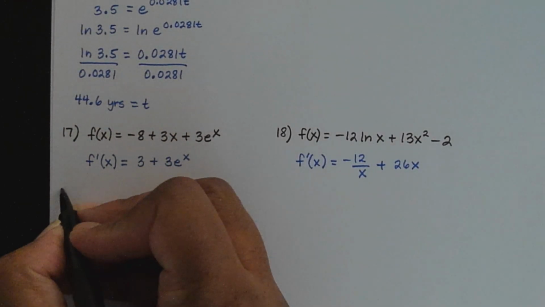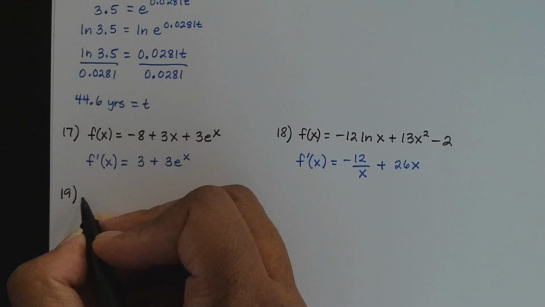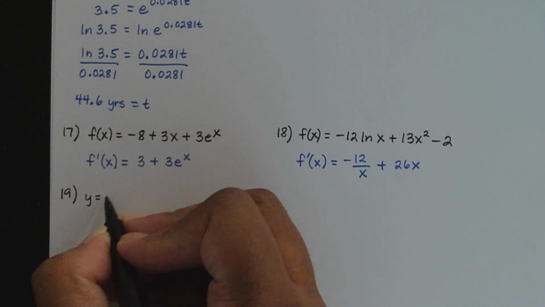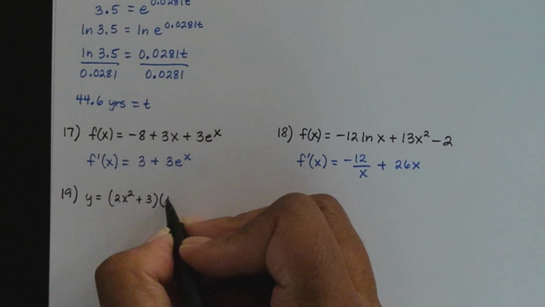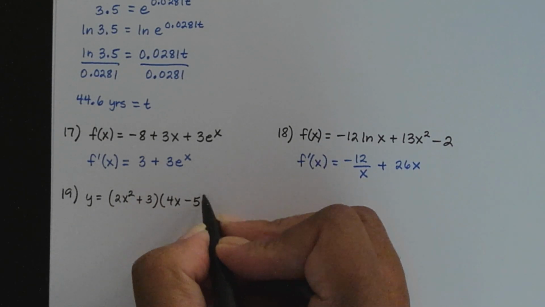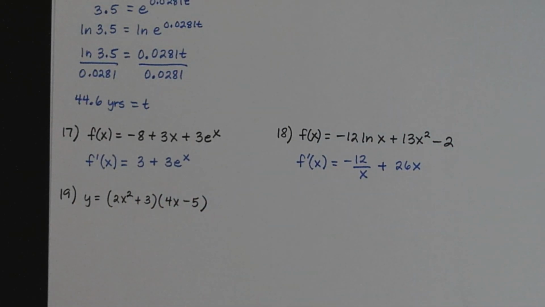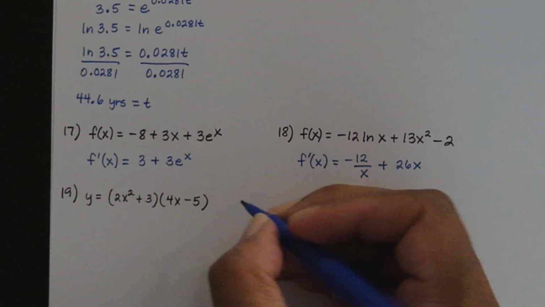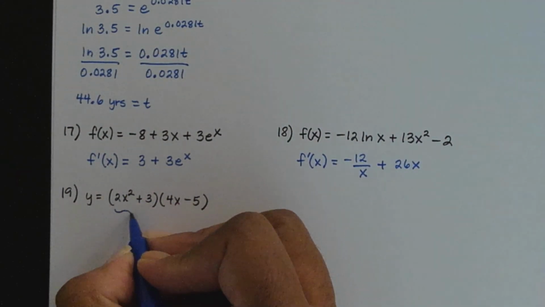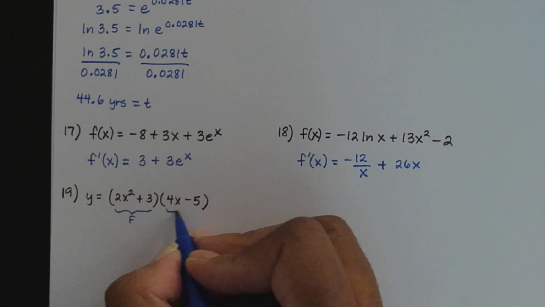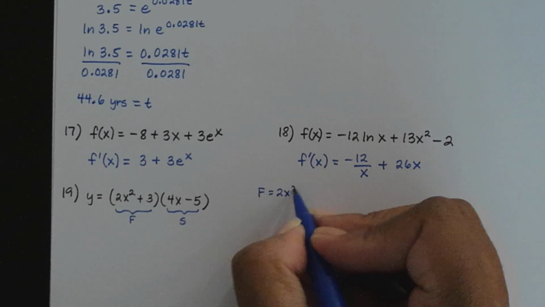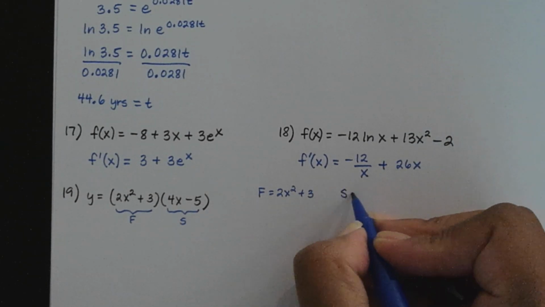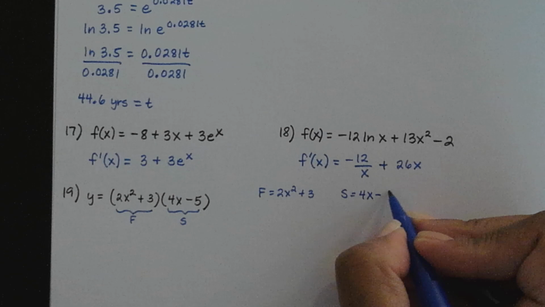Number 19 is the use of the product rule. In this case we have y is equal to 2x squared plus 3 times 4x minus 5, and he'll want the derivative of that using the product rule. If you want to, you can let the 2x squared plus 3 be the first, and then 4x minus 5 be the second. So the first is 2x squared plus 3 and the second is 4x minus 5.